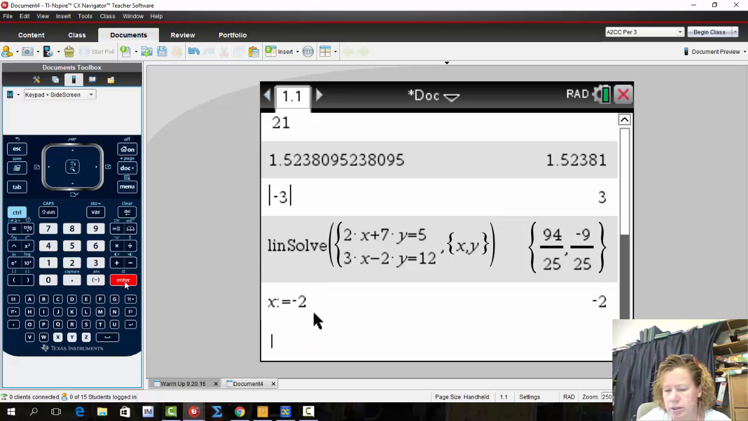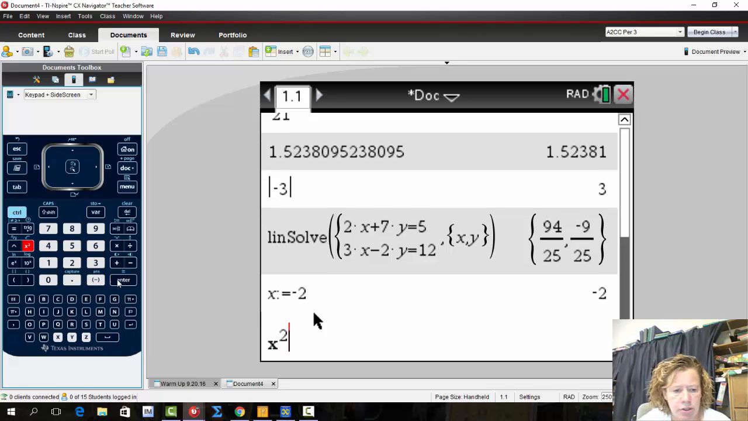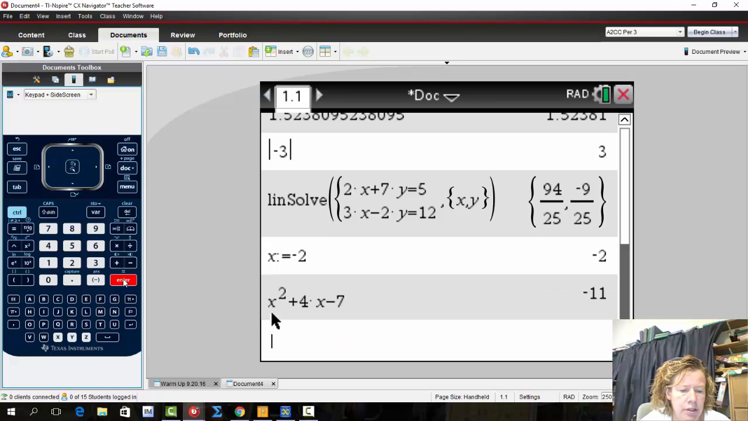Now I want to evaluate x squared plus 4x minus 7. Notice the x is bold. It's telling you that something's stored in there. And the value of that function when x is -2 is -11.